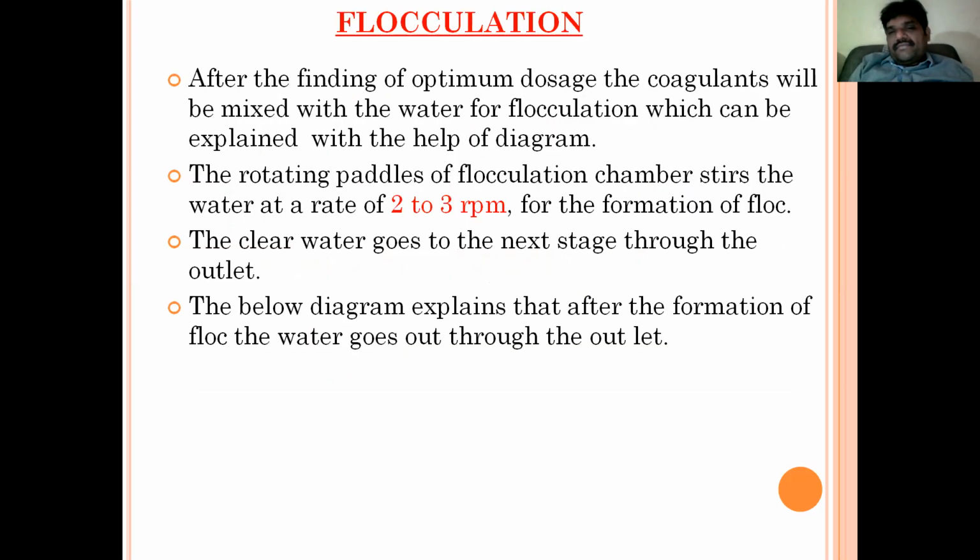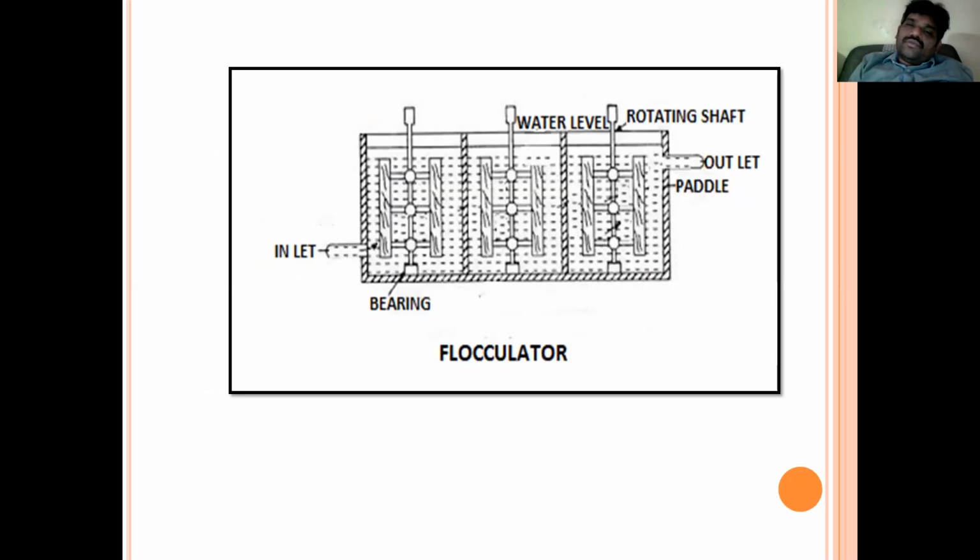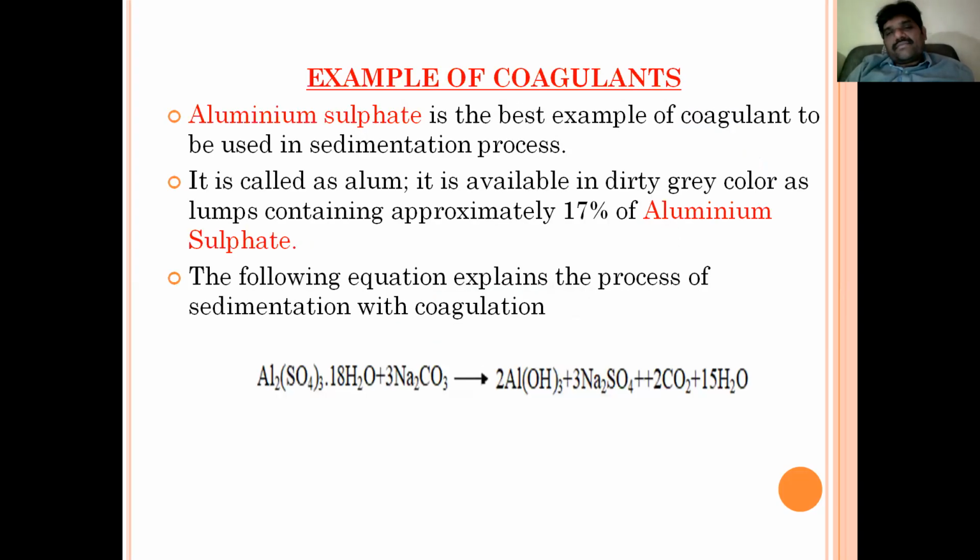See our flocculation. Simply, we are adding the dose we found in the jar test to the water and allowing the paddle, which is fixed on a bearing, to rotate at 2 to 3 RPM. By doing so, as I said, the floc will settle on the surface of the water body. From there it will be removed and the clean water will be sent through the outlet. Aluminum sulfate is an example of a coagulant. I have seen it yesterday itself.